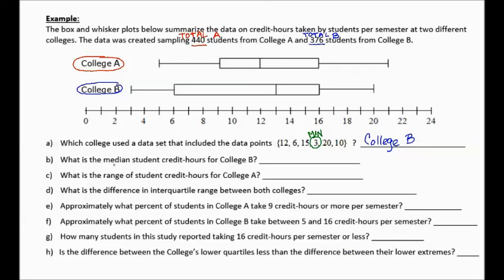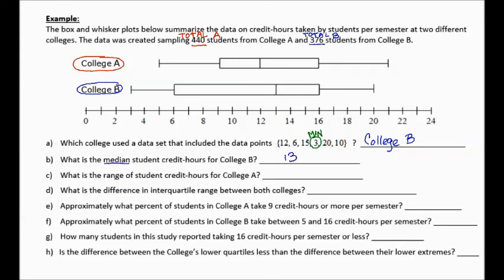Problem B, what is the median student credit hours for College B? Remember that median in College B, that's the blue one here, is the line inside the box. The value here is 13.